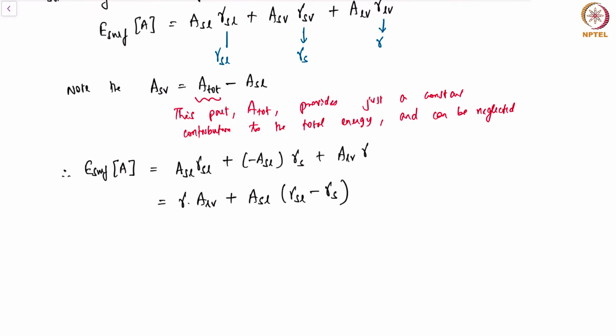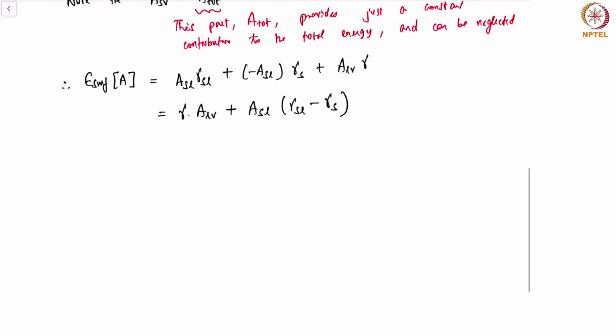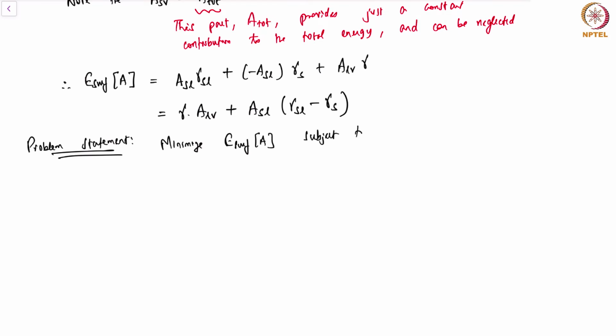Now, what do we really want to do? The problem statement is: minimize E surface of A subject to a fixed drop volume. Let's call this drop volume V. So we want to minimize the surface energy subject to a drop of volume V. How do we do this? We have already written down the expression for the surface energies. Now let's write down the expression for the volume.